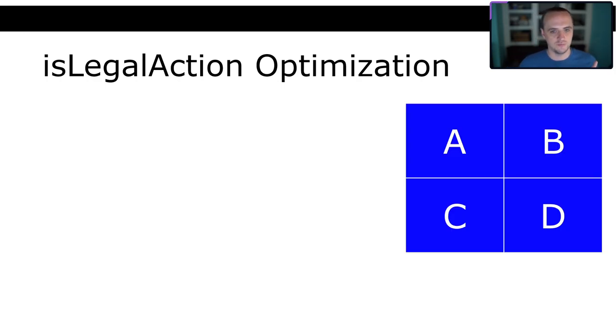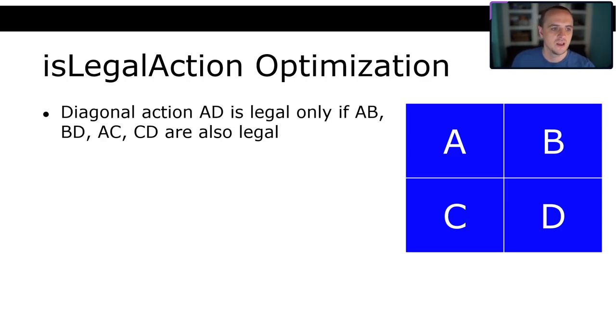So here's what this means visually. Let's say we're trying to figure out if the diagonal action AD is legal. So moving from A to D. Okay, we're trying to figure that out. Diagonal action AD is only legal if AB, BD, AC, and CD are also legal, right? So we have to be able to move from A to B and B to D, and from A to C and C to D in order for A to D to be legal. All right.